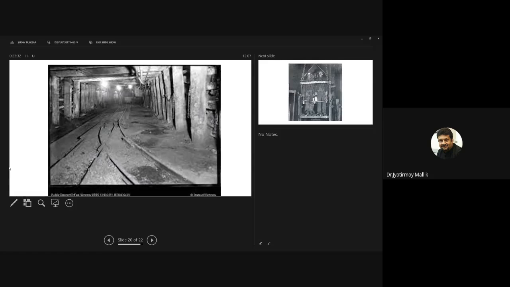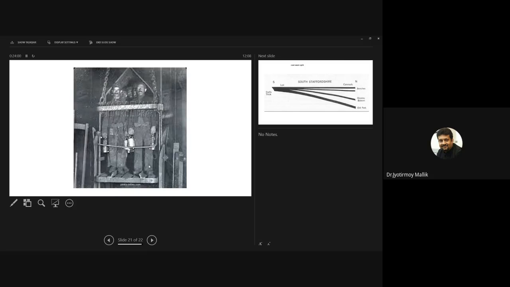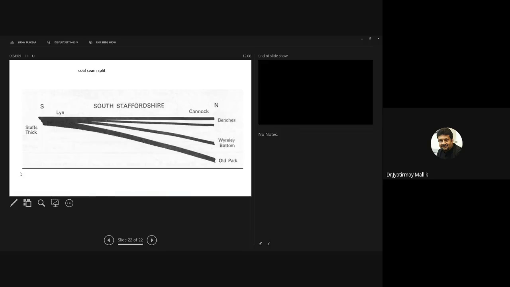This is inside a coal mine where longwall coal mining is going on. You can see people here working, and these are the railroads which take the coal from the mine itself to near the shaft, and then from the shaft it goes up. The next picture is of a coal shaft. Of course, people are getting down to work inside a coal mine. This is the vertical shaft, and this is a typical picture of a coal seam which is split.